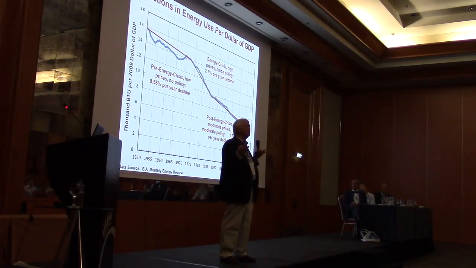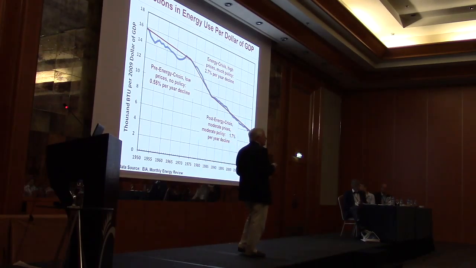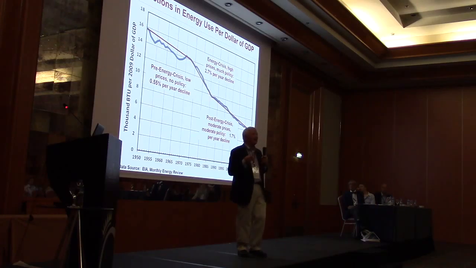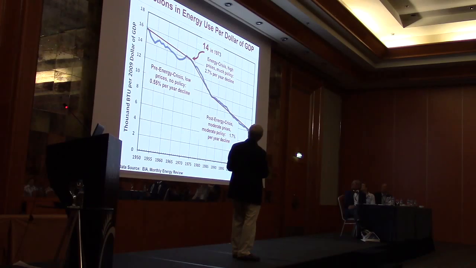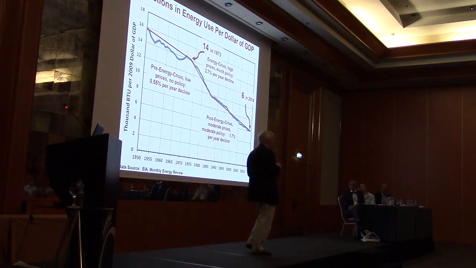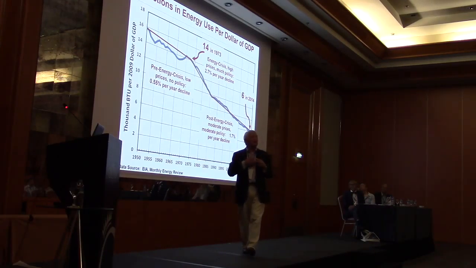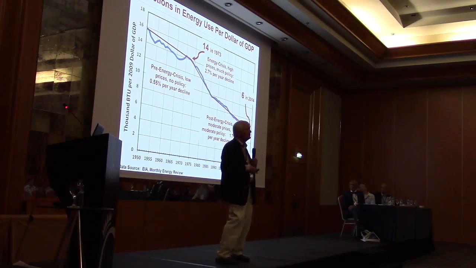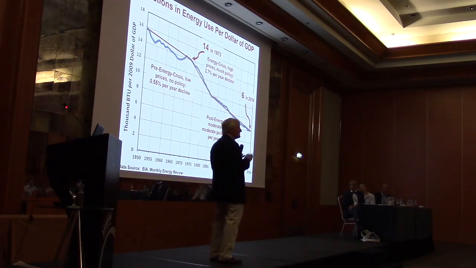These are pretty small numbers, it appears. 2.7%, 1.7%. But small percentages over a long time can make a big difference. If you look at energy use per unit of GDP in the US, it was 14,000 BTUs per dollar in 1973. It's 6,000 in 2014. Most all of this I will call energy efficiency, and I'm going to come to the definition of it in a moment because it may be different than some physicists or engineers use.